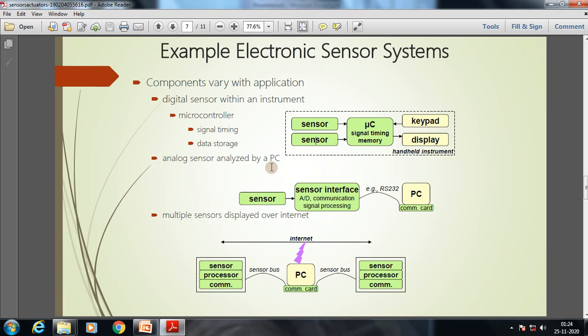Okay, analog sensor analyzed by a PC. This is the sensor interface, analog to digital, communication, signal processing. These are the communication ports for a PC or anything. Multiple sensors displayed over the internet. This is the sensor processor and communication sensor bus. You can understand the functionality by that. There is a sensor processor, communication sensor bus, and a personal computer communication card through which the information will be shared, and so on. So this picture provides us the specific picture of a personal computer.